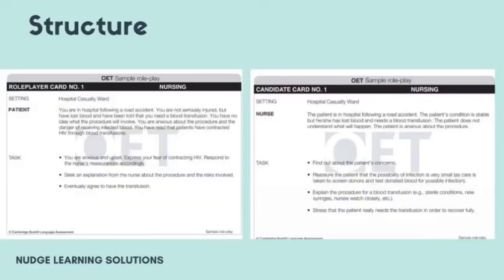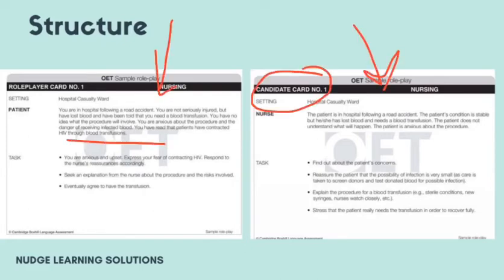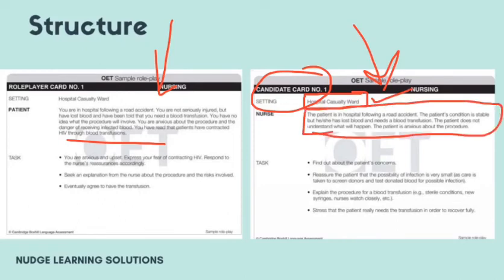Now this is the cue card. Look at this, this is the candidate card. You will be provided this, and the examiner will have a role play card like this with themselves. Look here, the setting is provided, that is hospital casualty ward, and you are provided with a background. Here the patient had to go through an accident, and is in need of a blood transfusion.